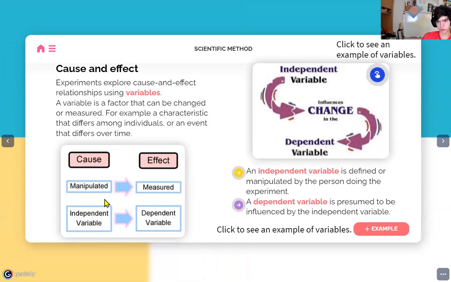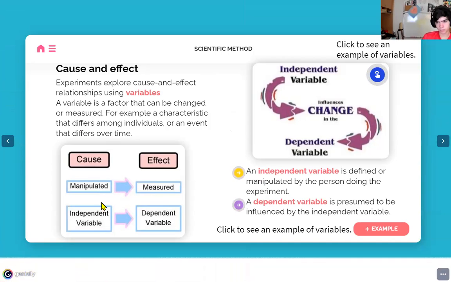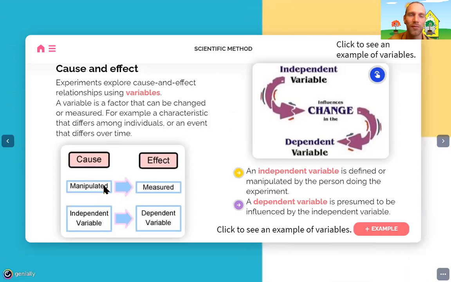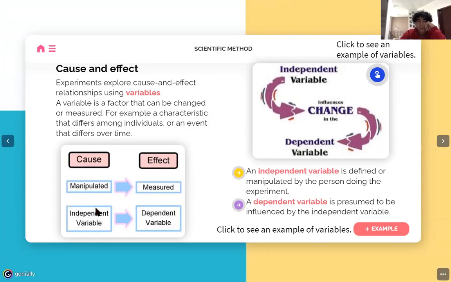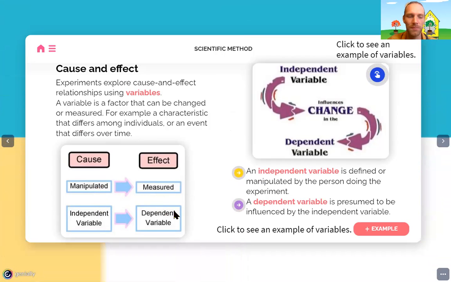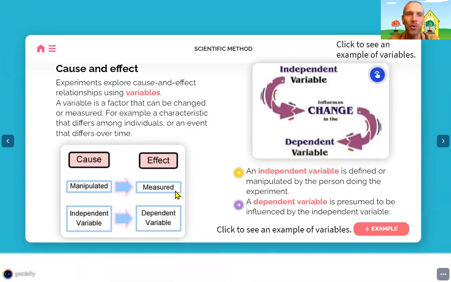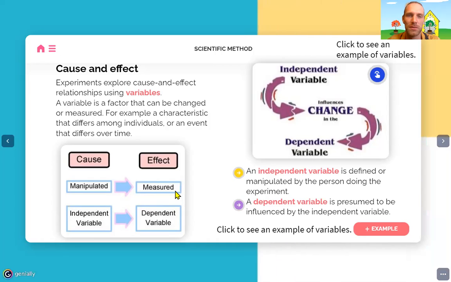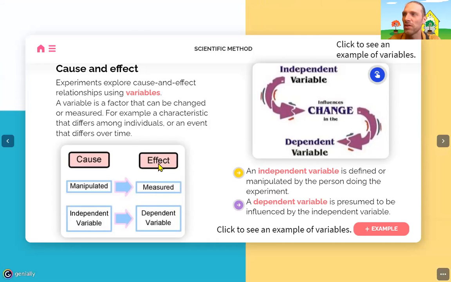The light bulb? Yes, exactly. Not really the light bulb, but the amount of light or the type of light. That's the manipulated variable, because this is causing something different. So what is the dependent variable here? It is what we measure. What is the difference that you see? This is causing the effect. What is the effect? What's the color?